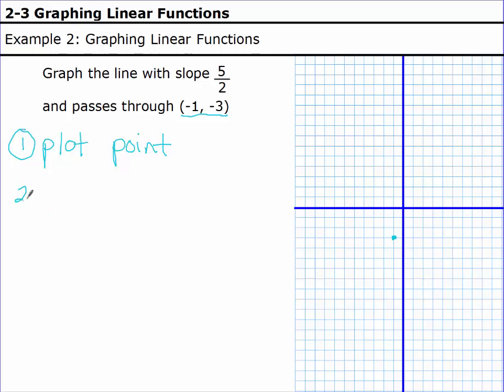And then step number 2, use slope to plot more points.